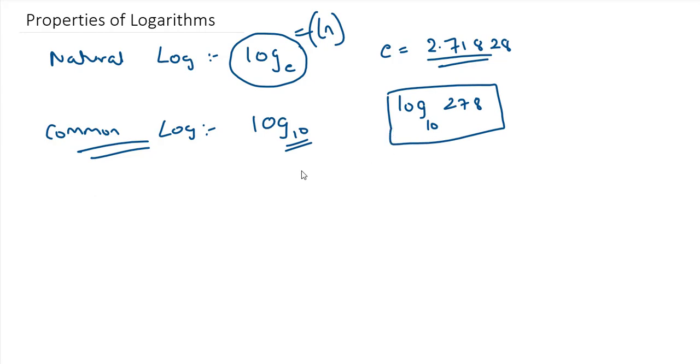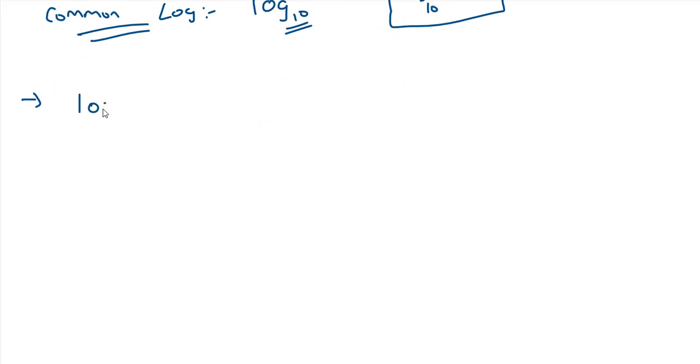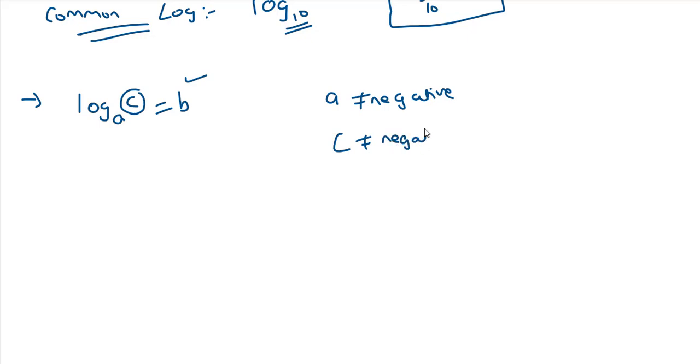Let us now discuss some properties of logarithm. So log c to the base a equal to b. This is what we have derived. How many times do we need to multiply a with itself to get the answer as c? It is b times. Now there are certain restrictions on this formula. The base can never be negative, and the value of c also can never be negative. So logarithm of a negative number and logarithm of a negative base is not defined. So both a and c have to be positive numbers. That is, they have to be greater than 0.